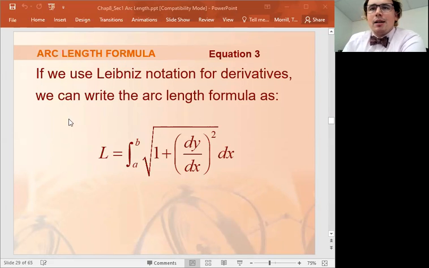Another way to think about it. So here I have a slightly different formulation: integral a to b, square root of quantity 1 plus dy squared on dx squared, all dx. This can become helpful for later on when we are looking at curves that have implicit differentiation going on. So curves that aren't necessarily the graphs of functions.